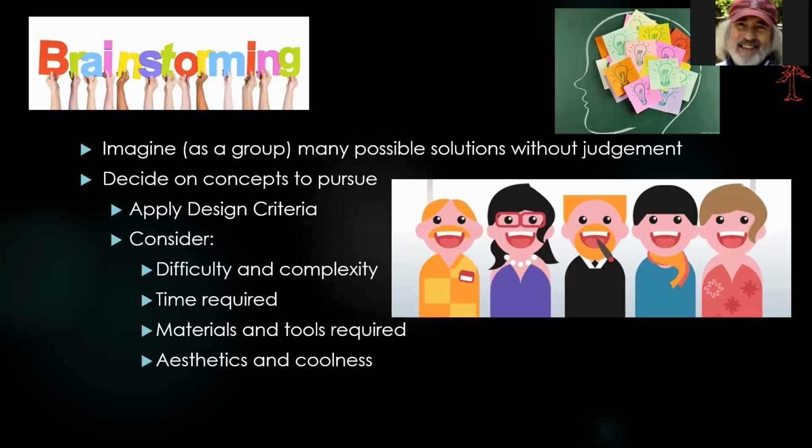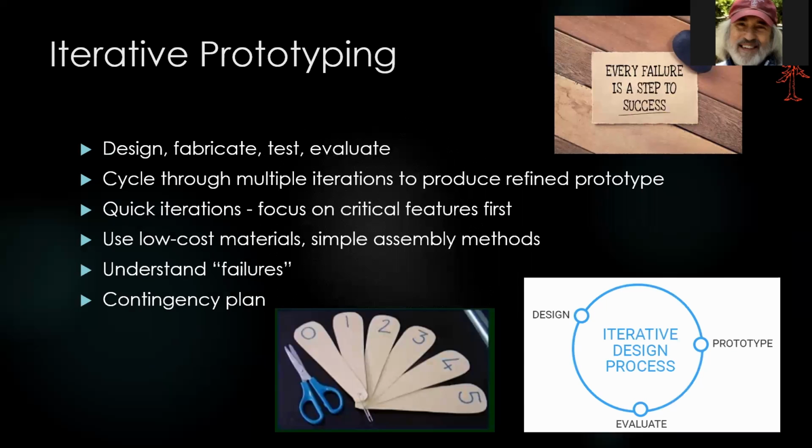The way you move forward with this is called iterative prototyping. This is a very tight cycle where you design something, and it could be through a sketch. You fabricate something, and at the beginning you need to do something really quick and simple. You need to use low-cost materials and simple ways of putting things together.